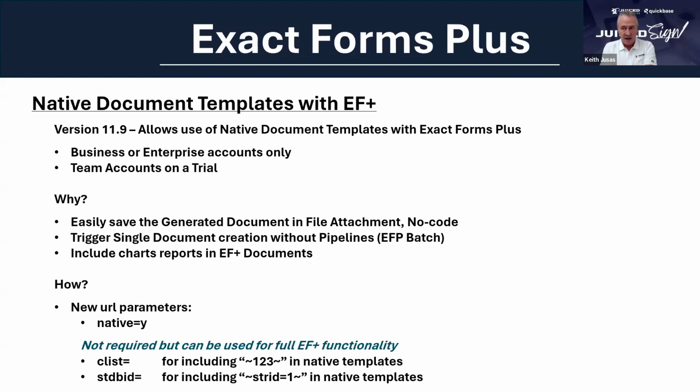It allows you to generate documents and store them in a file attachment field. And you don't have to have code to do it, so you don't need a pipeline to do it. We also want you to be able to maybe trigger that document creation without having to do pipelines. So maybe when a record status is changed from pending to complete, you want to fire that document without clicking a button. We'll allow you to do that.